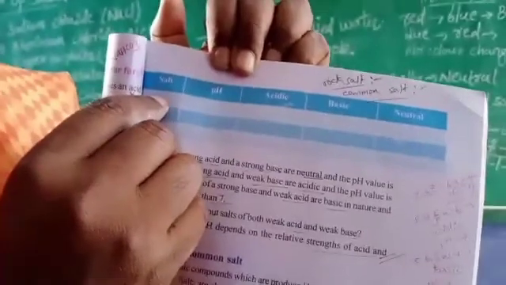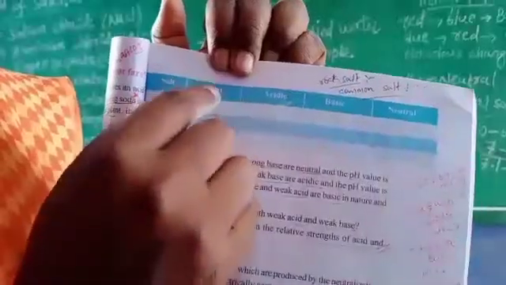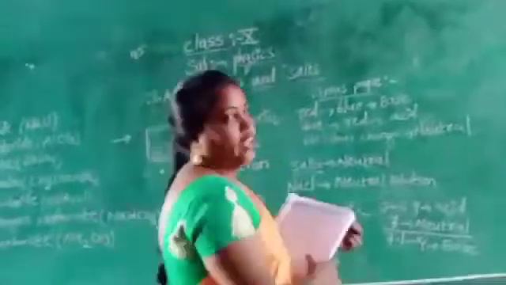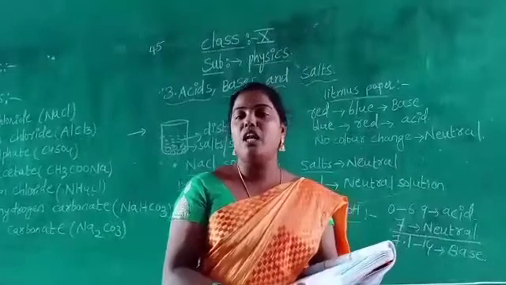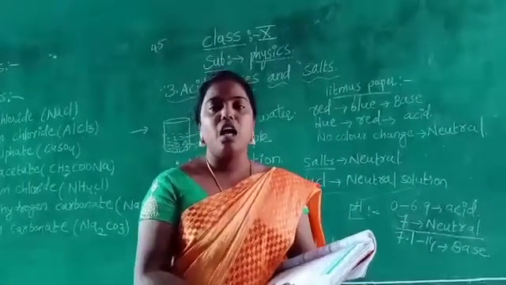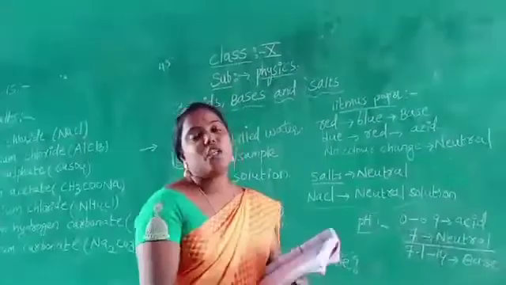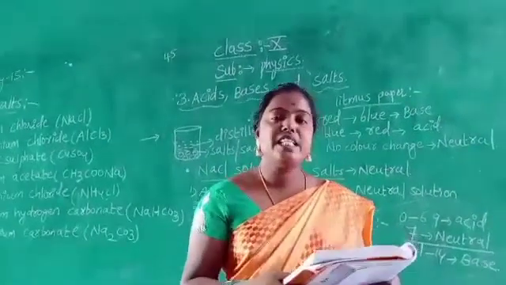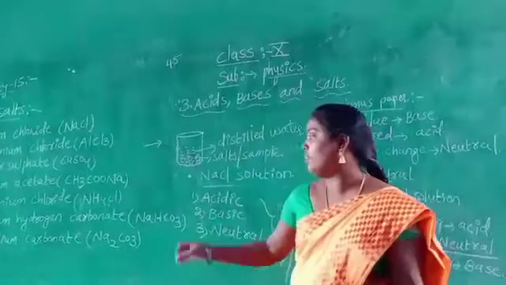From this topic, what do you understand? Salts belong to neutral solutions only and the pH value is 7. So we know that every salt's pH value is exactly 7 and the litmus paper does not change its color in the presence of salt. Why? Because it is neutral. Salts are neutral in nature. Children, I told one example.